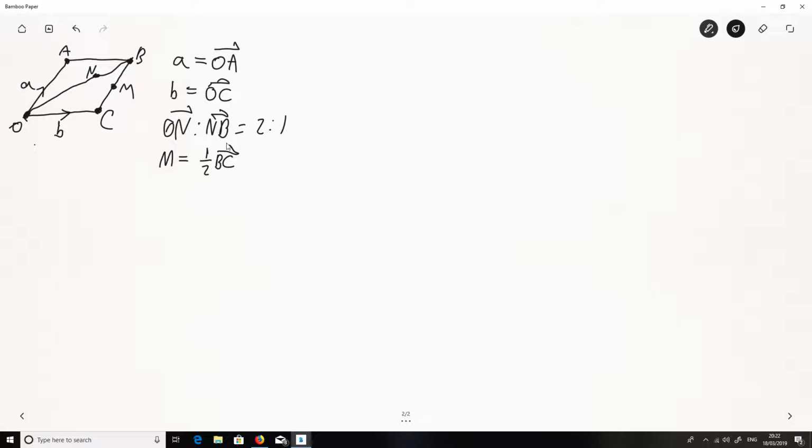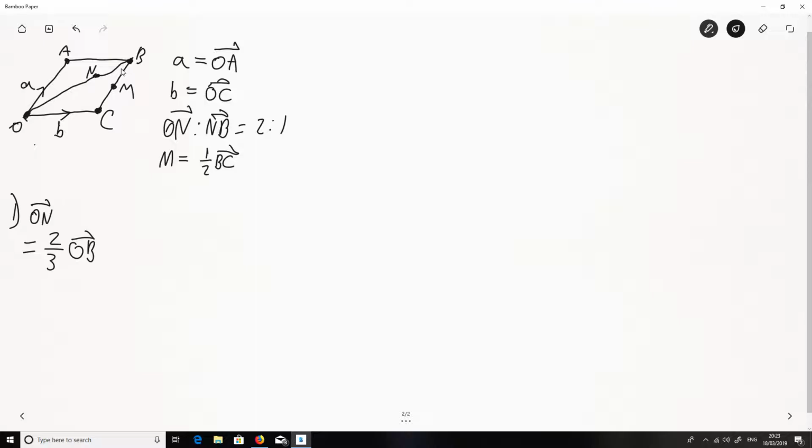Now there are a few different things this question wants us to calculate. The first thing we're going to calculate is the distance ON in terms of the vectors A and B. So this is how we find it in the simplest form. ON is this distance just here. In order to find ON, what we know is this is 2/3 of the distance OB. So ON is equal to 2/3 times the distance OB.